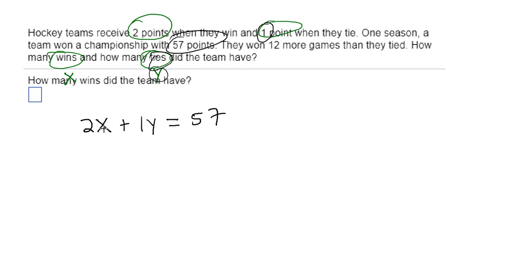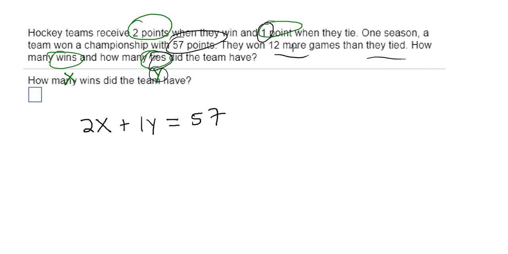2 times the number of wins to get the total number of points from the wins, plus 1 times the number of ties to get the total number of points from the ties. You add those together to get their total number of points for the season, which we're told is 57. The second equation is going to be based on this information.